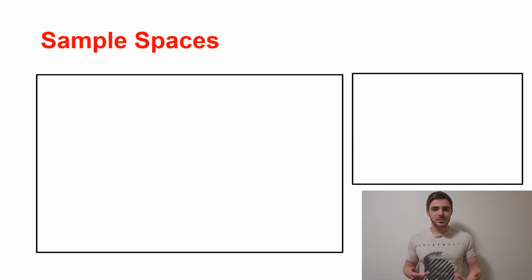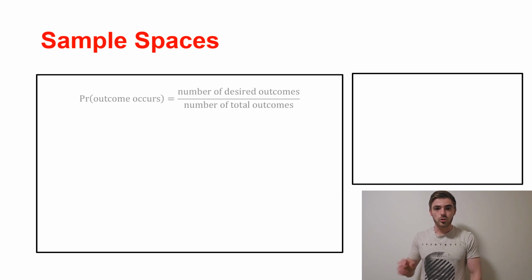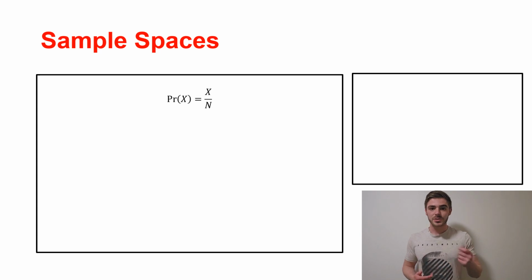The simplest examples in probability come from sample spaces. The sample space is simply the list of all possible outcomes for a given scenario. If we want to find the probability of a specific outcome or a set of outcomes, then we simply take the number of desired outcomes and divide through by the total number of possible outcomes. The shorthand of this is to write Pr(X) equals x divided by n, where x is the number of things you want to happen and n is the total number of things that could happen.